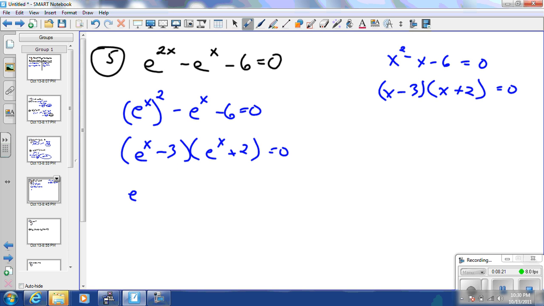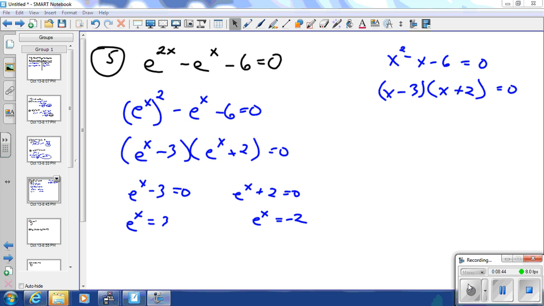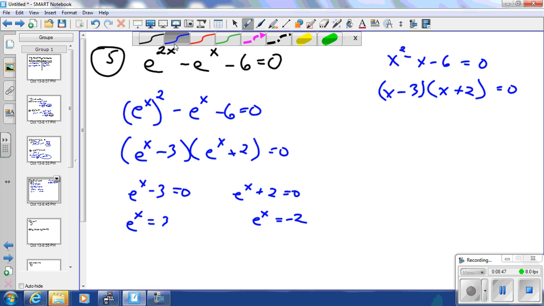Okay. Well, now we know that if this product equals 0, e to the x minus 3 would equal 0, and e to the x plus 2 would equal 0. So this one gives me e to the x equals 3. This one over here gives me e to the x power equals negative 2. Now, since we're dealing with e, it's going to be beneficial for us to use the natural log instead of the common log. So I'm going to take the natural log, which don't forget means base e, of the left side and the right side.